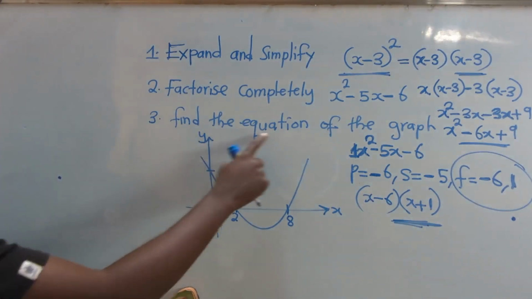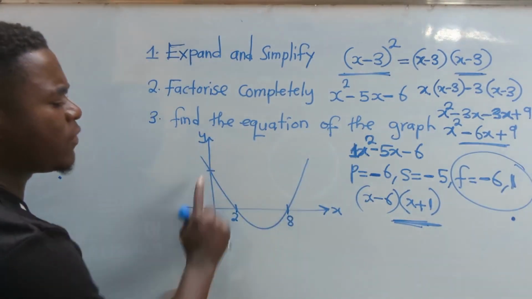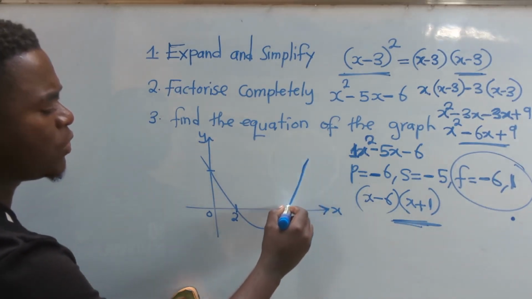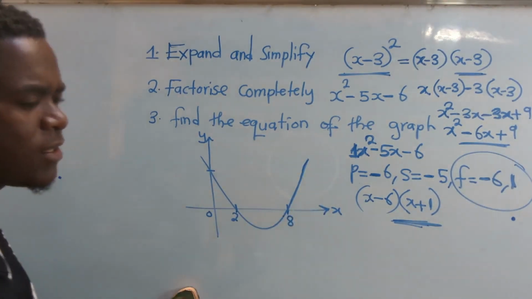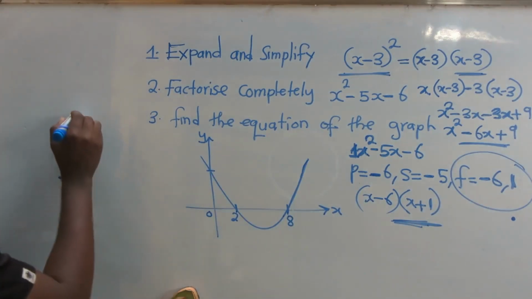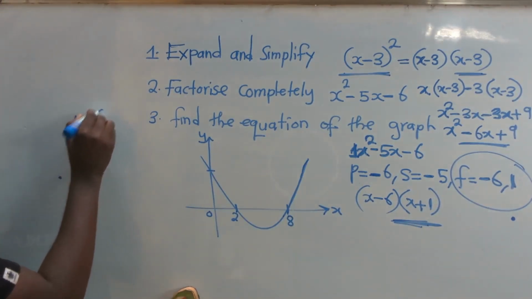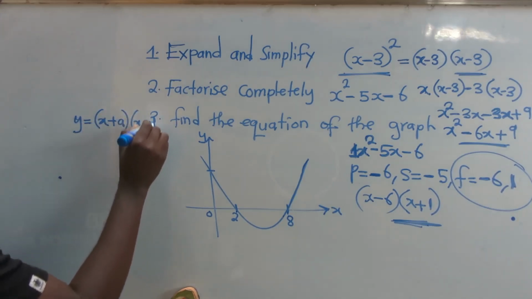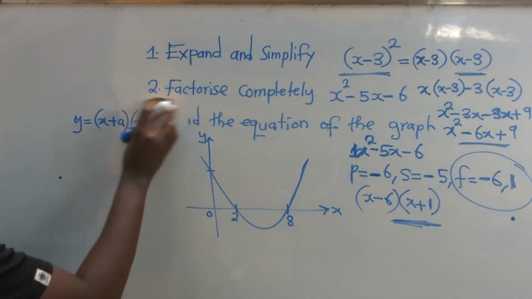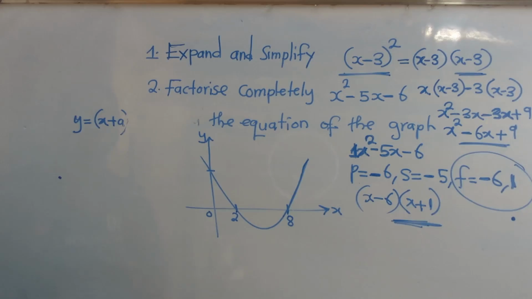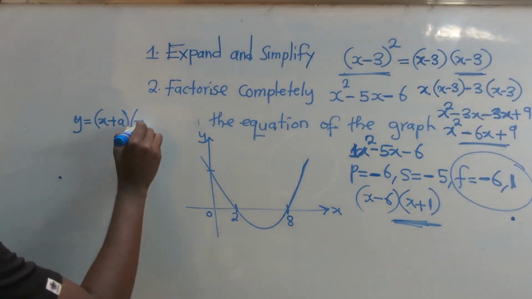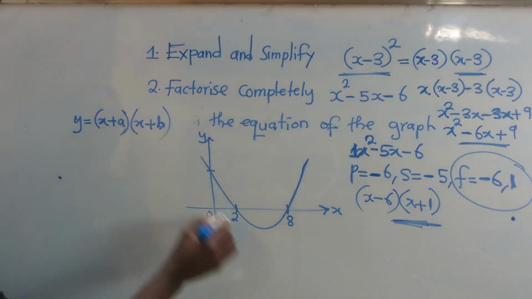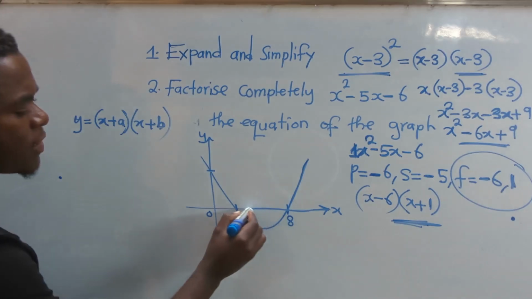Now what we are supposed to do here is find the equation of the graph. This is a graph we are given, and we want to find its equation. So how then do you find the equation of the graph? This is what you do. You say y is equal to x plus a, x plus b, where a and b are the numbers where it is cutting the x-axis.